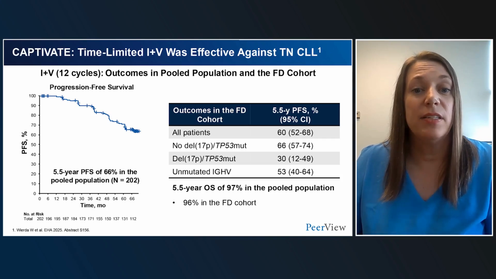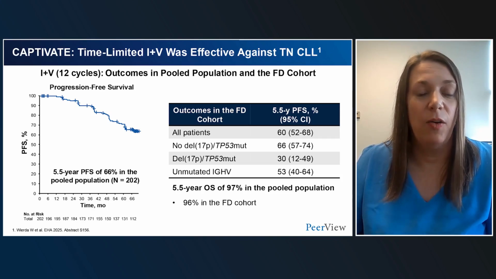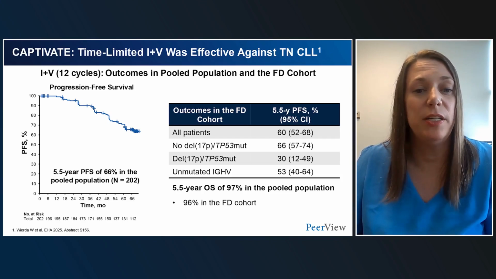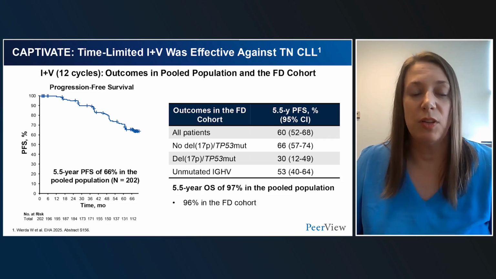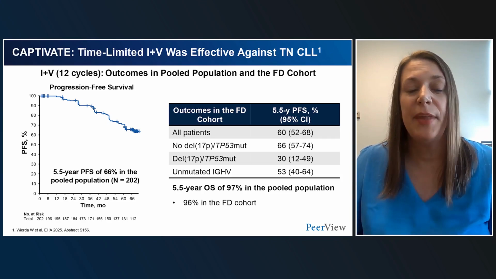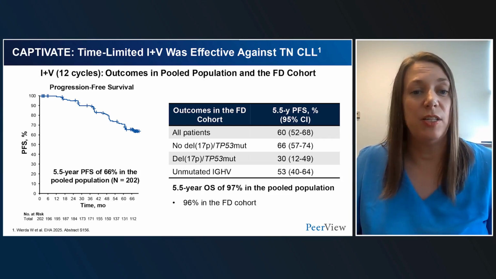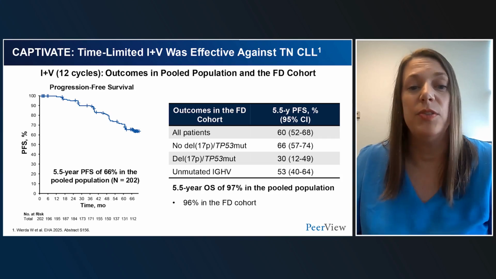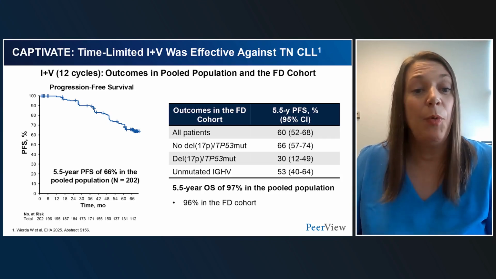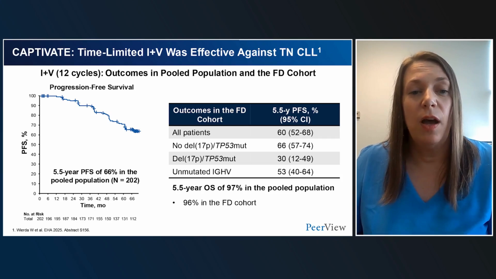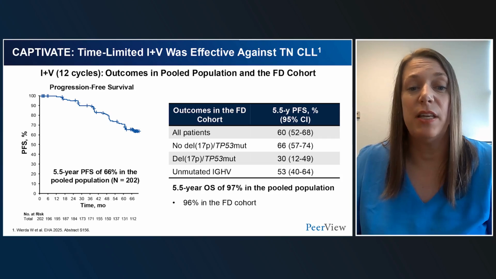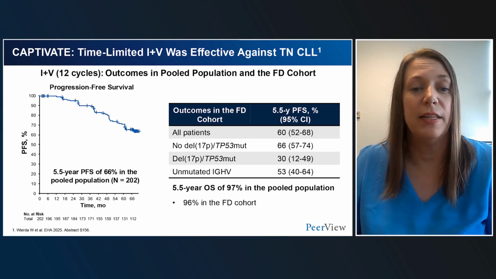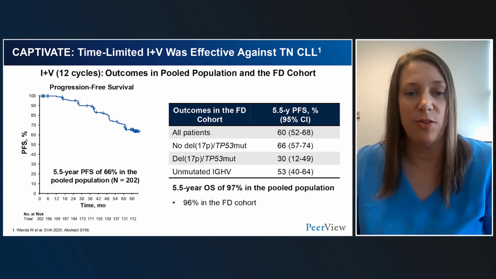These data go out to 5.5 years now, with a 5.5-year progression-free survival of 60% for all patients. And you can see that this is a little bit lower for patients who have an alteration in TP53, and slightly lower for those with IgHV unmutated disease, as we've seen with most fixed-duration regimens. Importantly, though, the overall survival at this time in this fixed duration cohort is 96%, suggesting that there are going to be a lot of successful ways to treat patients after this type of regimen.